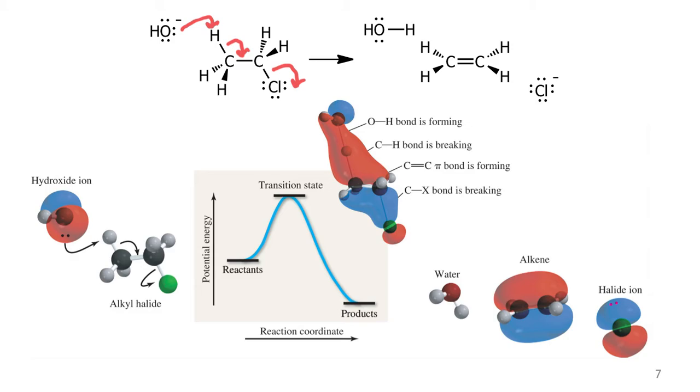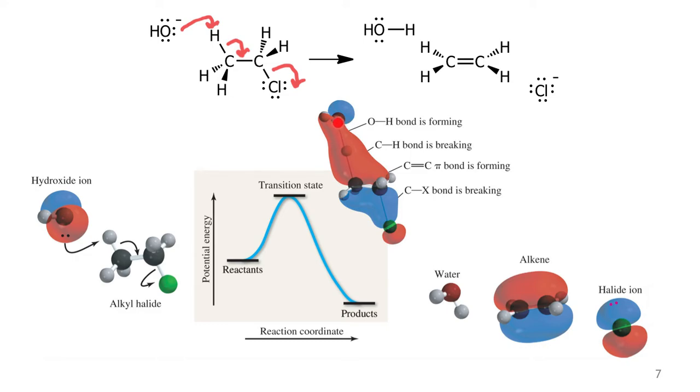So a concerted process. Here it is shown with models. The hydroxide ion lone pair taking the proton, forming the pi bond, and the halide ion leaving. If you model the transition state, and that is shown here, you can see all of the orbitals that are involved in that transition state structure.